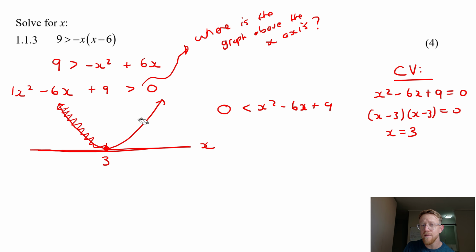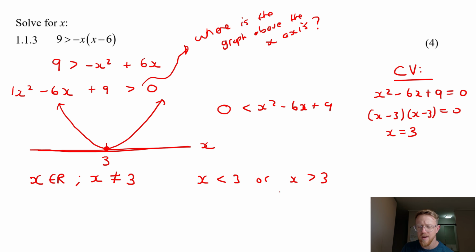So it's above everywhere except at that point over there, because at that point, it's not above the x-axis, it's on the x-axis. So we can say that x can be any number except x must not be a 3. So that's one way you could write the answer. The other way you could say is that x can be any number smaller than 3, or x can be any number bigger than 3.